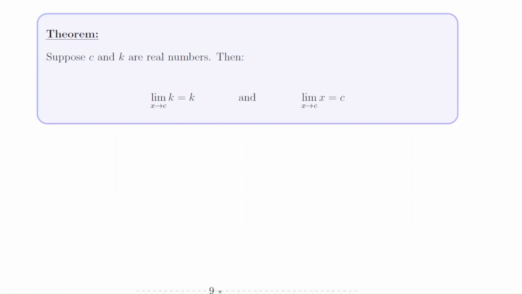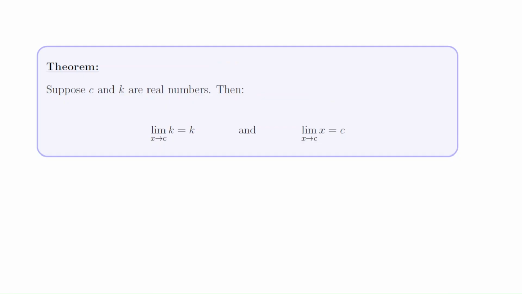Okay, well, let's begin with an example. Suppose c and k are real numbers. Then the limit as x approaches c of k, of the constant function k, is k. Okay, and the limit as x approaches c of x is c. So actually, our functions in this case are so simple. In fact, these are almost so simple that they're confusing. So the first example is talking about what's the limit of a constant function.